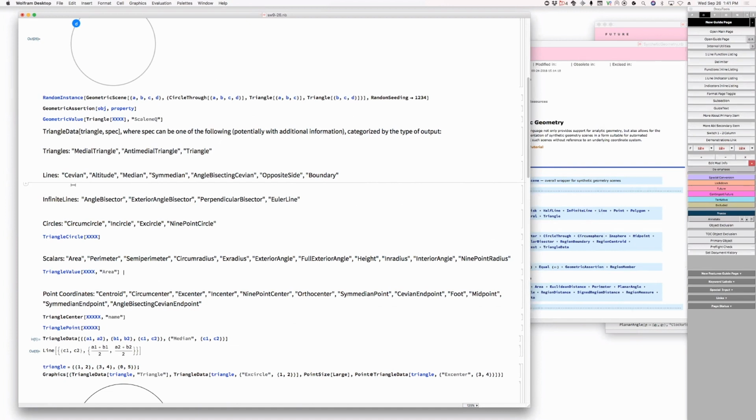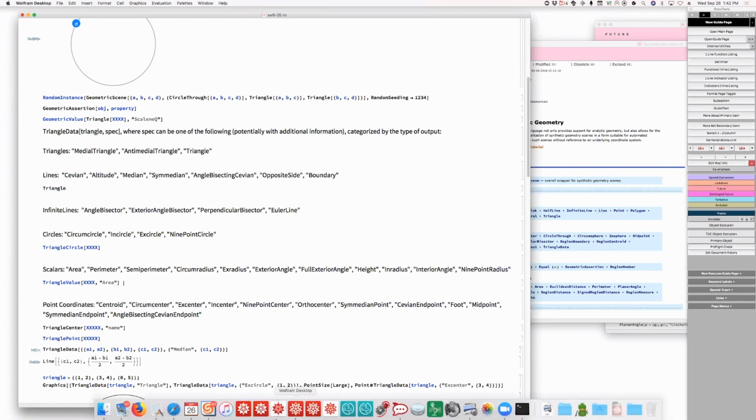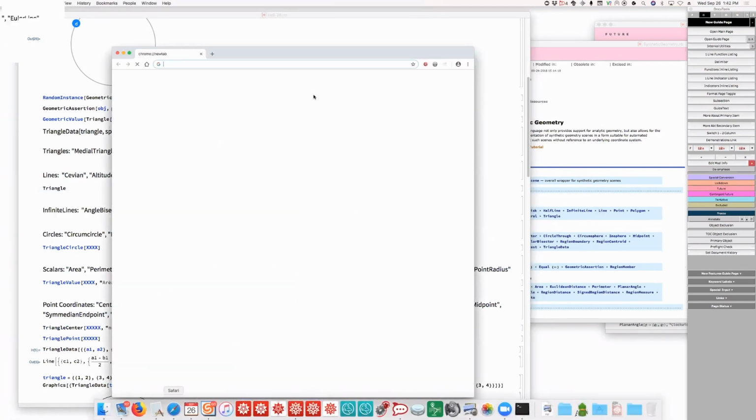So this would be probably triangle Cevian. What is a Cevian? I've never heard of that. What is it? A Cevian is a line segment from the vertex of a triangle that intersects the extension of the boundary or the extension of the opposite side of the triangle.